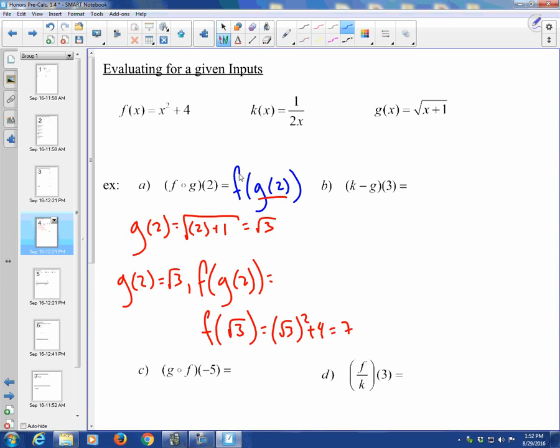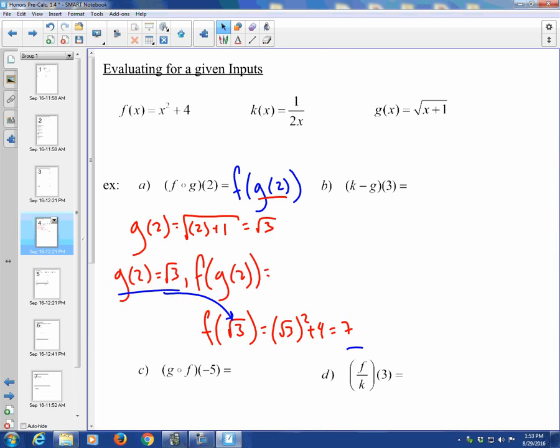So right here, basically what we're doing is literally interpreting what we're seeing as first g applied to 2, right? And then whatever g of 2 is gets plugged into f. So right here we've got g of 2, and then we plug that value into f, and then evaluate f for that value. So that may be one that we're most familiar with, I would say.